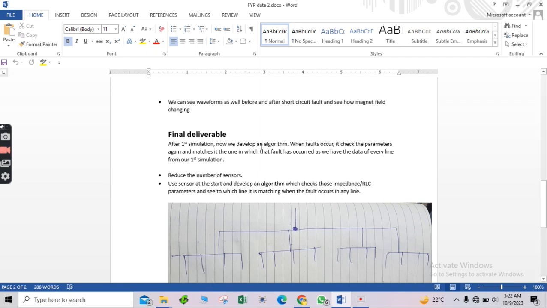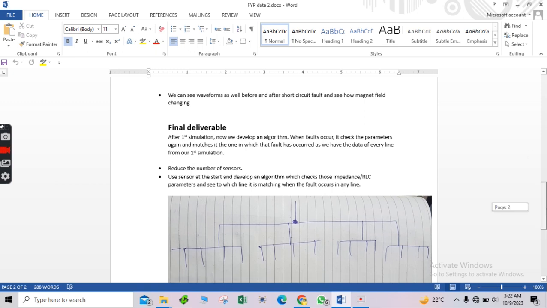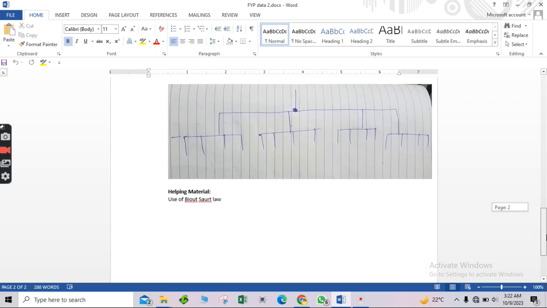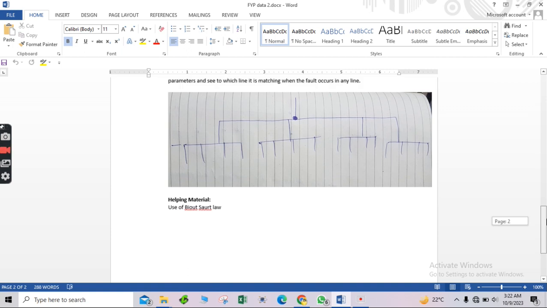So in the final deliverables, what do we have to do now? After the first simulation, we develop an algorithm. When faults occur, it checks the parameters again and matches them to find in which line the fault has occurred, as we have the data of every line from our first simulation. Then we reduce the number of sensors, use a sensor at the start, and develop an algorithm which checks the impedance and RLC parameters, to see which line is matching when the fault occurs in one line. So we will use this if any fault occurs, and we have to tell this.